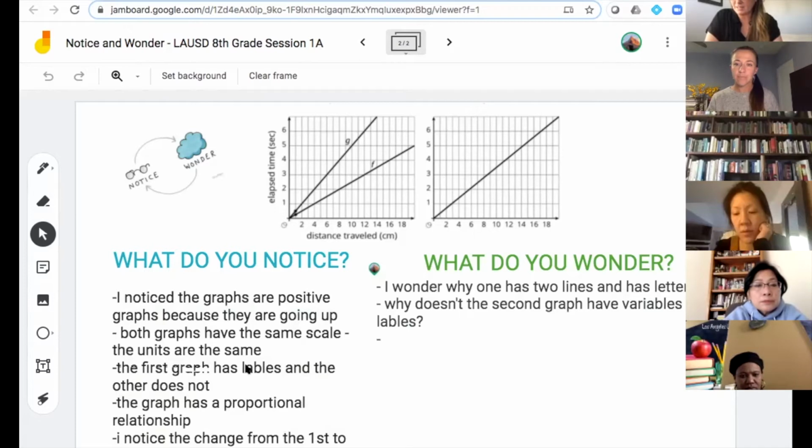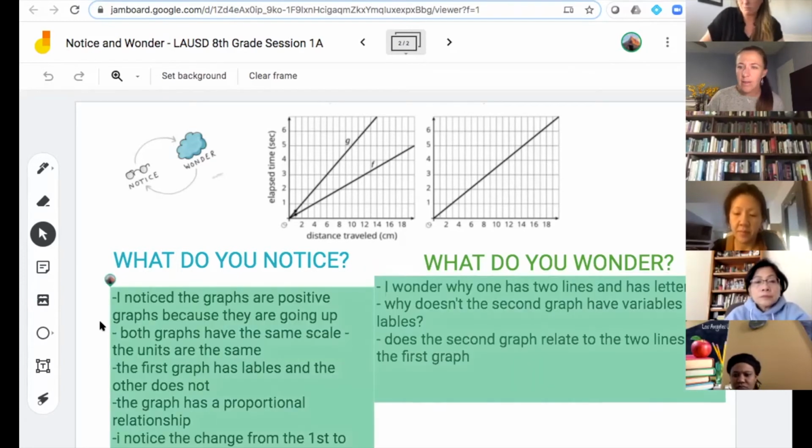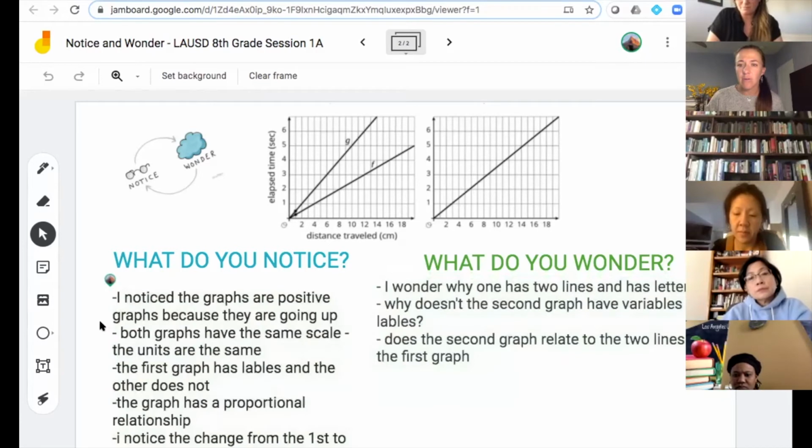Awesome. I see another noticing. Does the second graph relate to the two lines in the first graph? Awesome. And in the chat, there's a noticing. Did you get that one? Sorry. In the second graph, the line goes from one corner to the other and divides the quadrant in half.